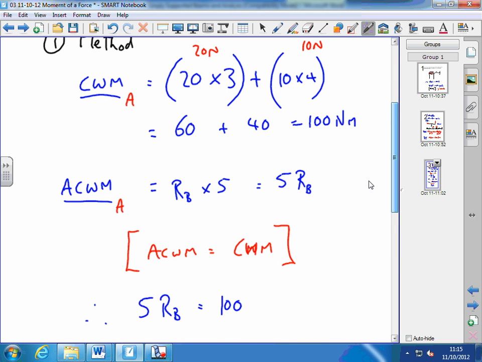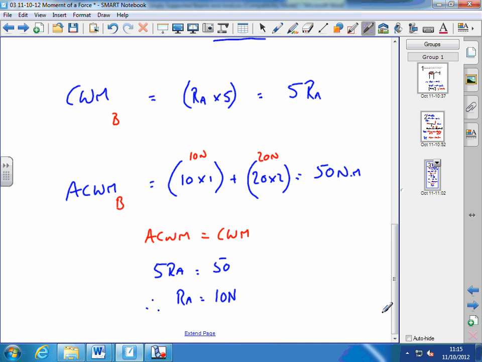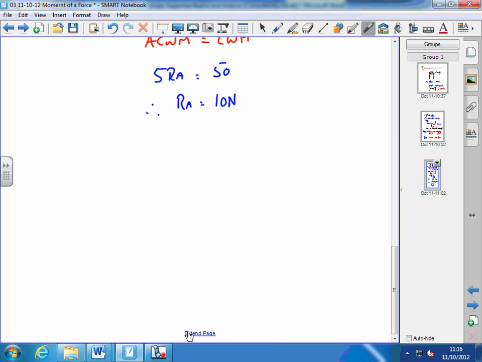So that's quite straightforward, isn't it? Okay. There's method 2 that I want to show you. Let's put that underneath. I'm not going to do the whole thing, so this is method 2. It really just comes down to convention. If we look at this beam, we could say that the sum of the moments is 0.